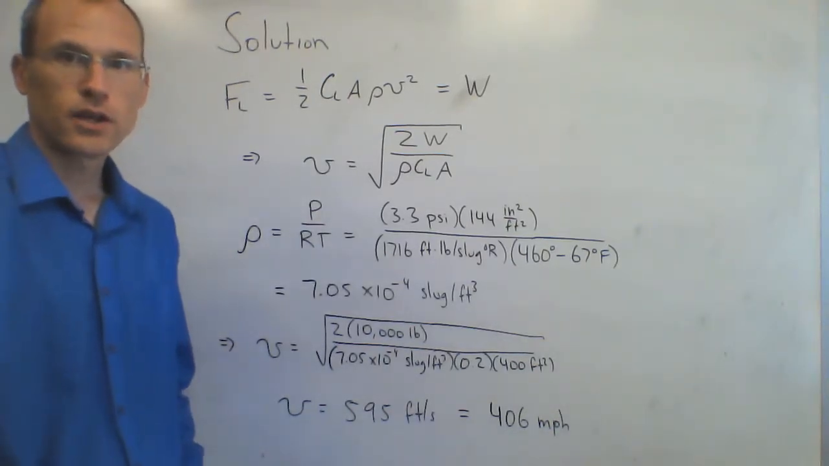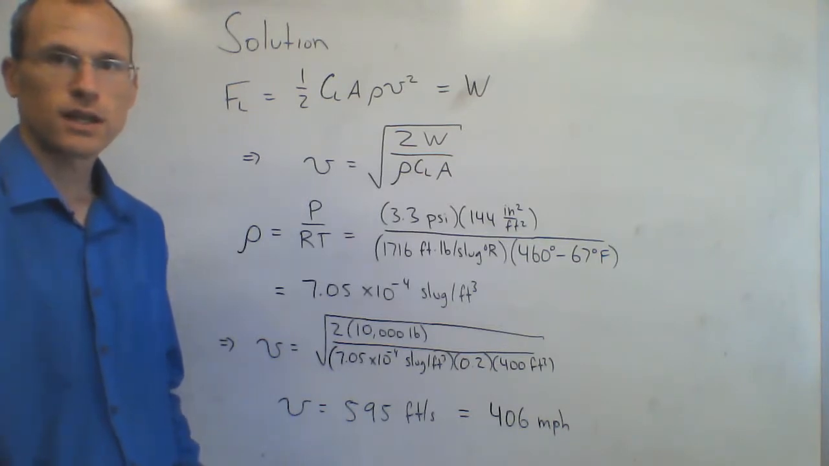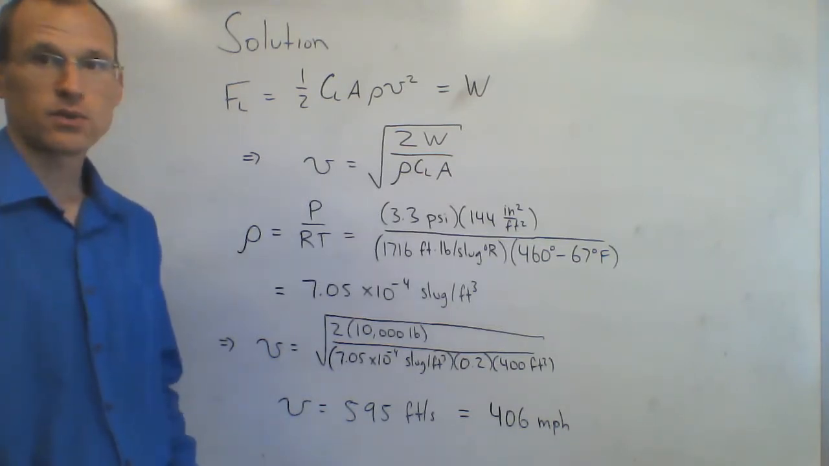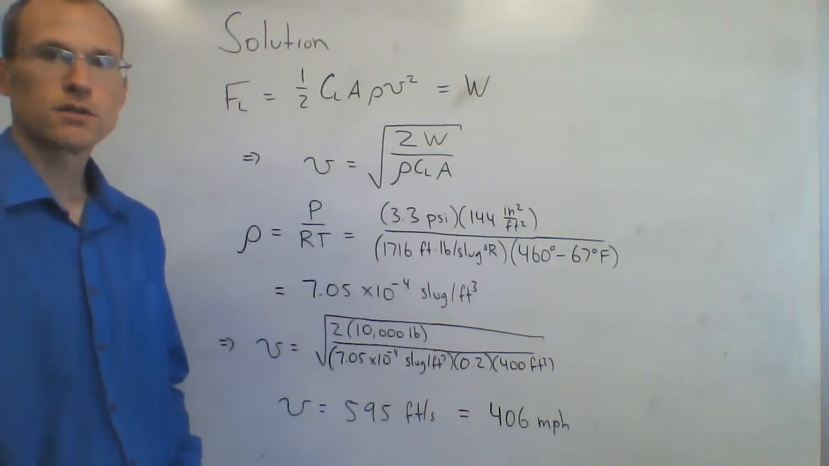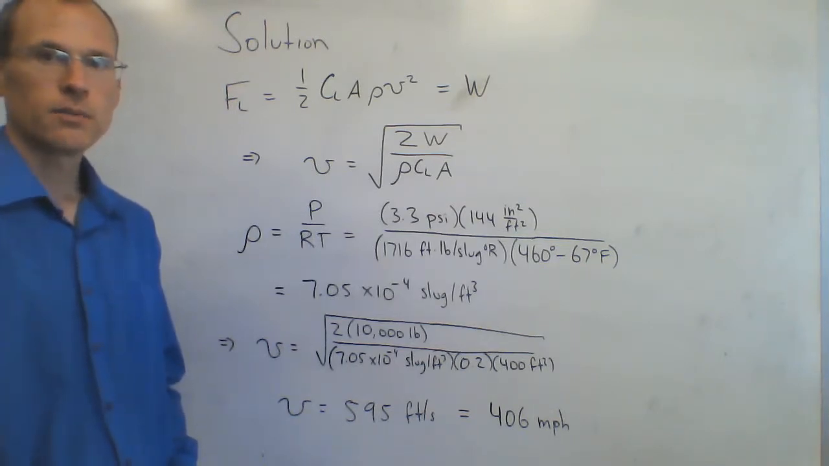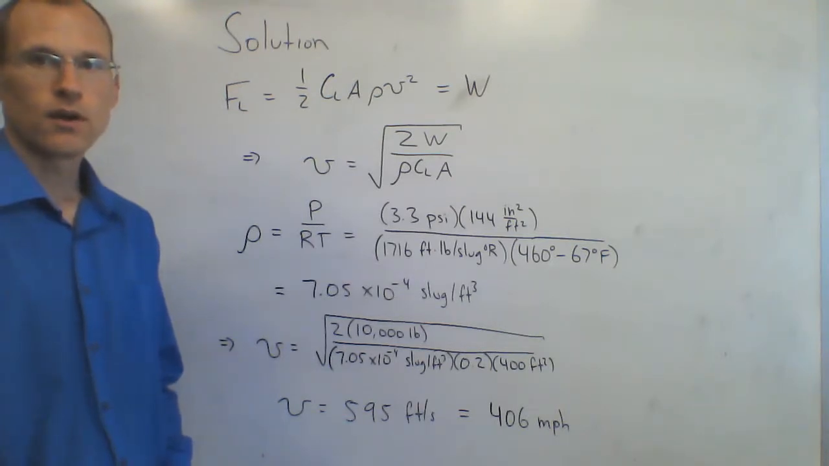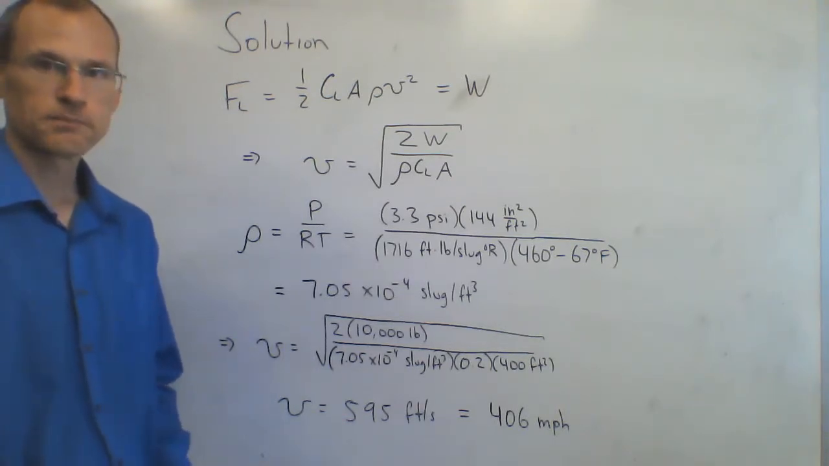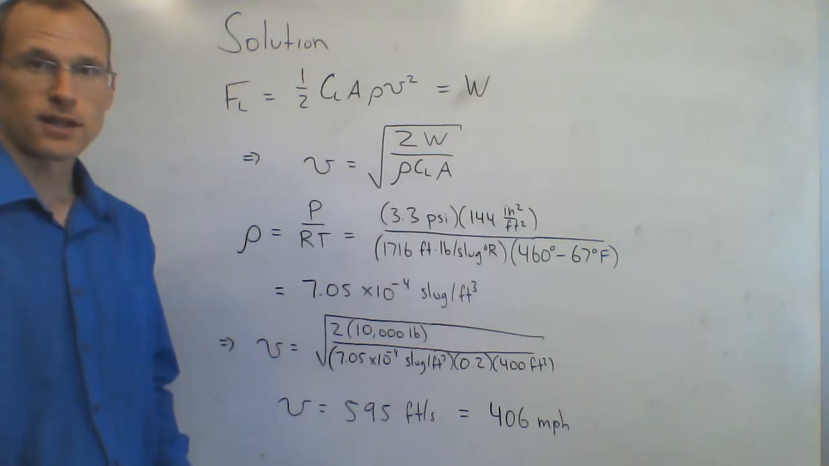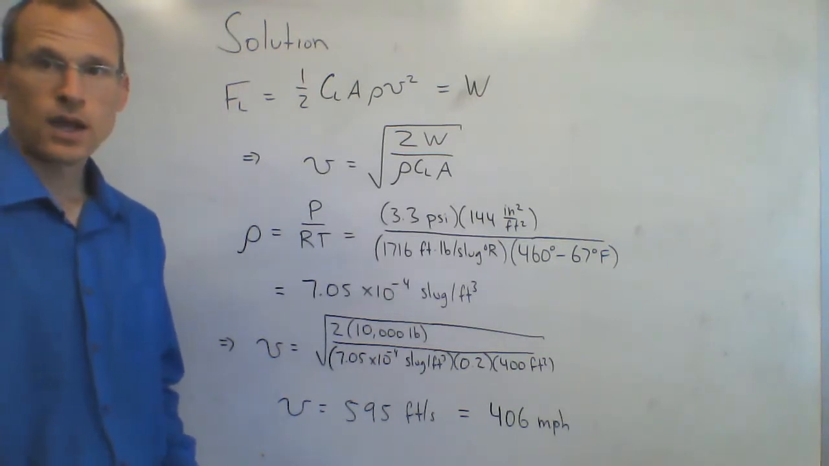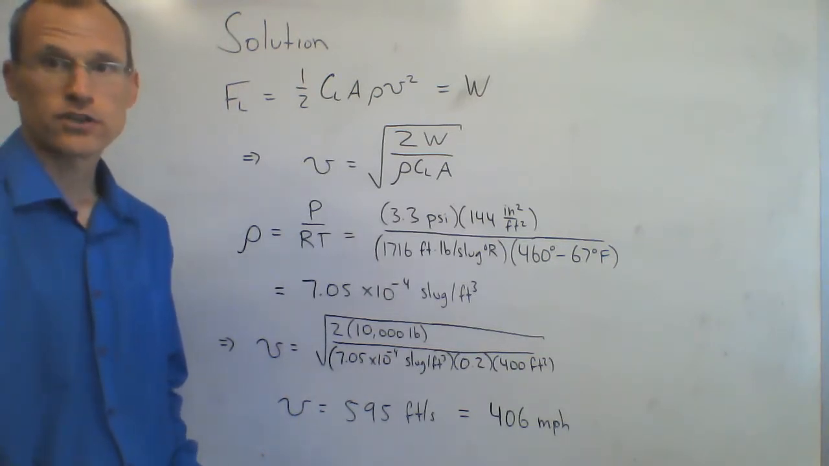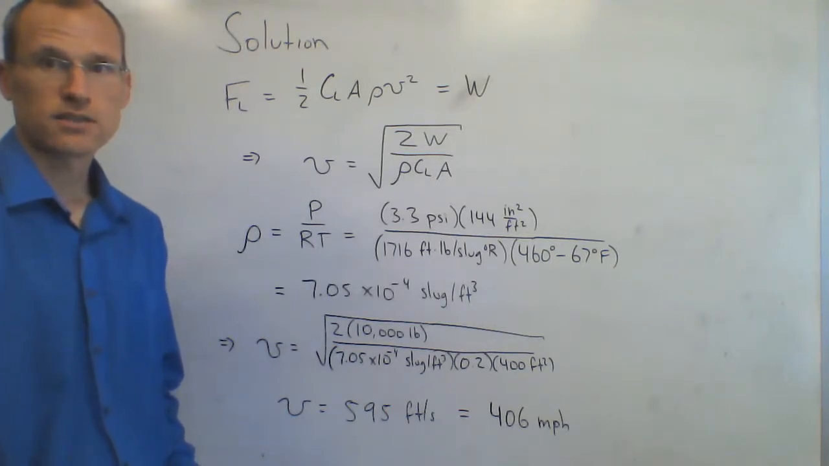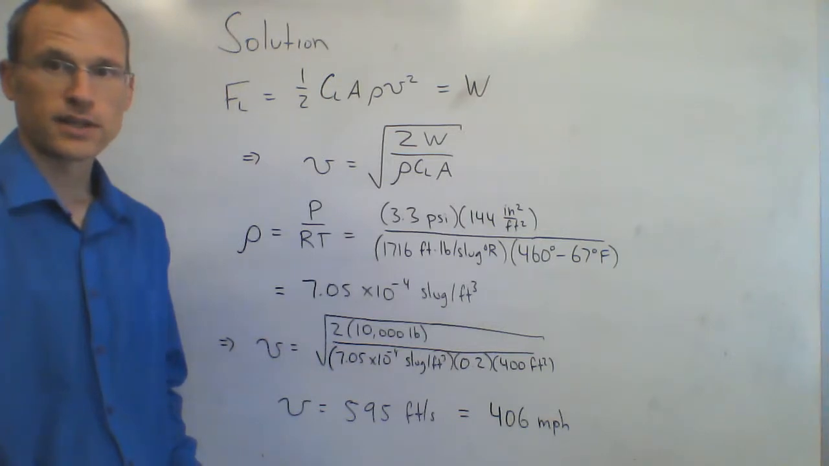So solution to this, I know my lift force is 1/2 CL A rho v squared. I want that equal to the weight, like I said, to have steady level flight. So we can rearrange this formula to solve for the velocity v to be the square root of 2 times the weight over density, lift coefficient, and area. We know everything in that equation other than the density of the air. However, we do know the temperature and pressure. So with that, we can use the ideal gas law. Density is pressure divided by R times T to find the density.